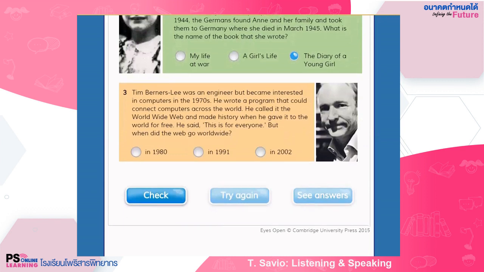Tim Berners-Lee was an engineer but became interested in computers in the 1970s. He wrote a program that could connect computers across the world. He called it the World Wide Web and made history when he gave it to the world for free. He said, "This is for everyone." But when did the web go worldwide? In 1980, in 1991, in 2002. I think the answer is in 1991.